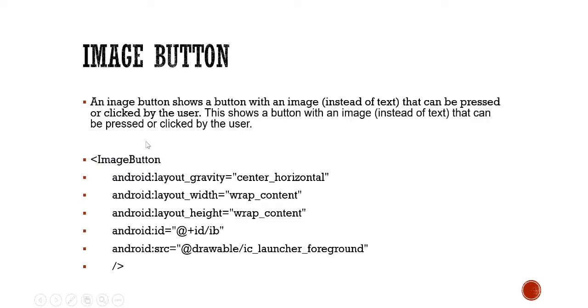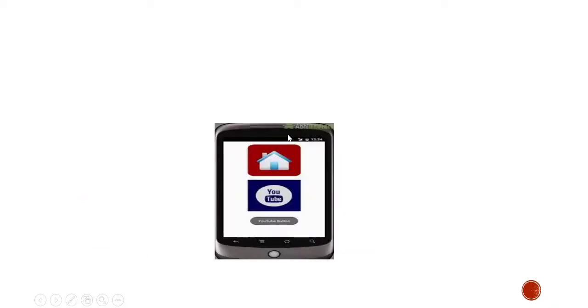The necessary code for the image button is simply the image button attribute, in which we import the particular image and the ID for the image button. This figure shows an example of the image button. If we click the YouTube image, it will directly take us to the official website of YouTube.